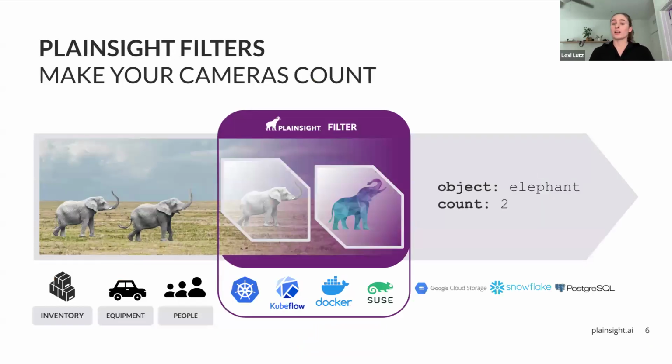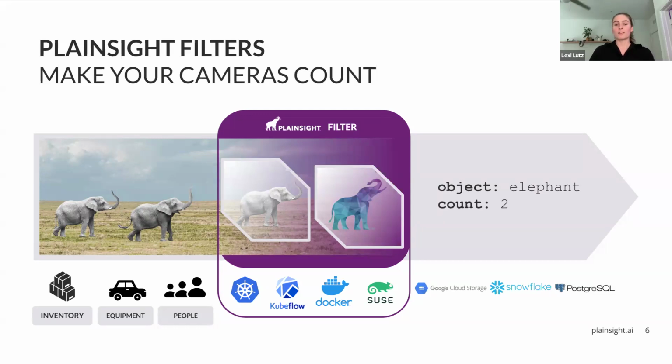Plainsight filters are containerized applications that turn cameras into spreadsheets. Filters on Instagram enhance a photo, also known as lying. Plainsight vision data filters create an abstraction of visual information, whether it's about inventory, equipment, or people, to generate the business critical truth.